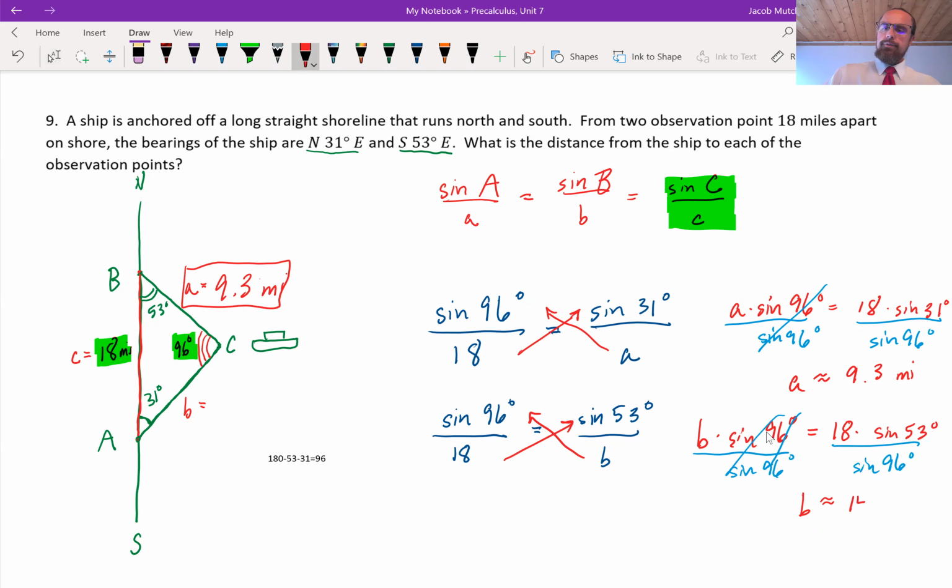And that concludes this third example where we are looking for two side lengths in a triangle that's not a right triangle, but we can do it anyhow using the law of sines.